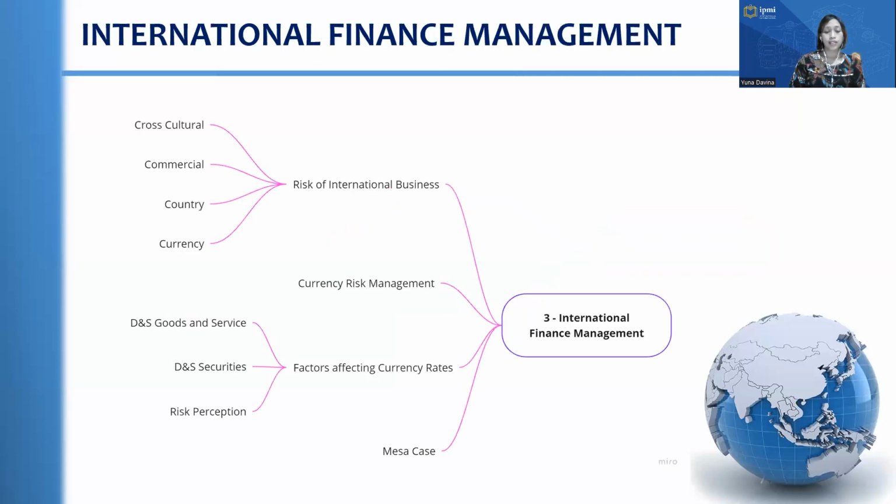Now, for international finance management, we discuss the risks when a business is going international. There is the cross-cultural risk, which usually deals with the culture and human behavior from one country to another. The commercial risk, usually talking about the market potential. Country risk, for example, the political stability of a country and economic structures. And then there's the currency risk.